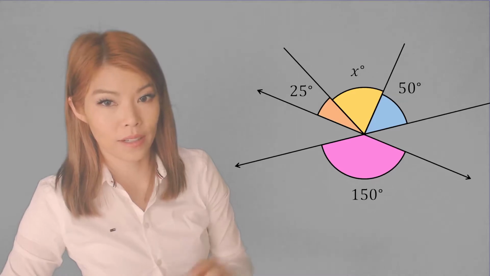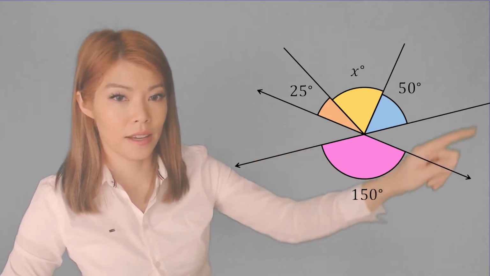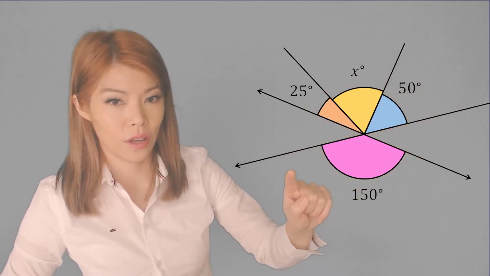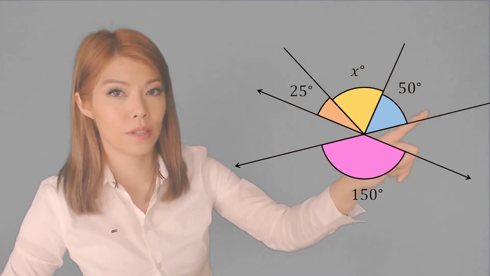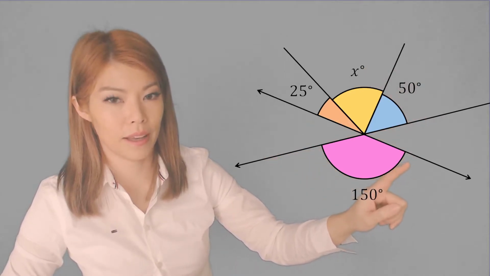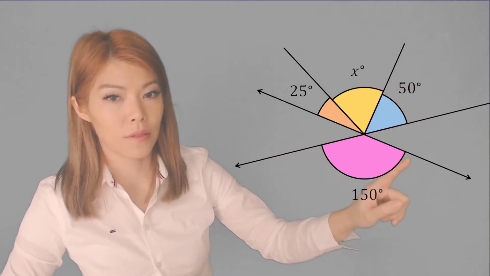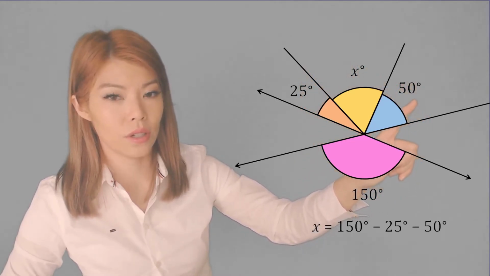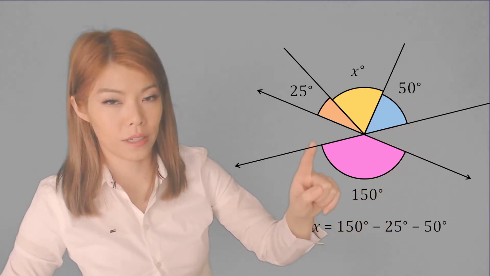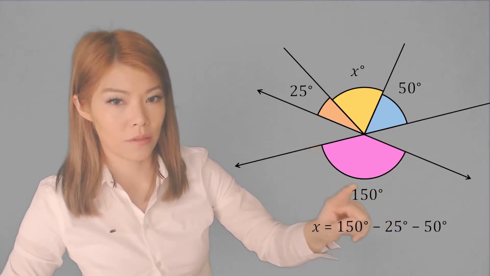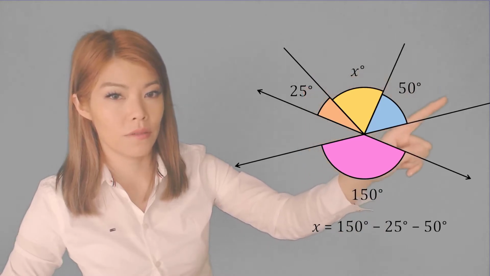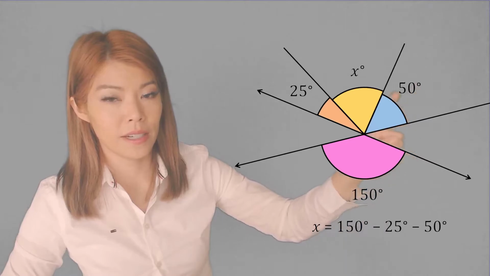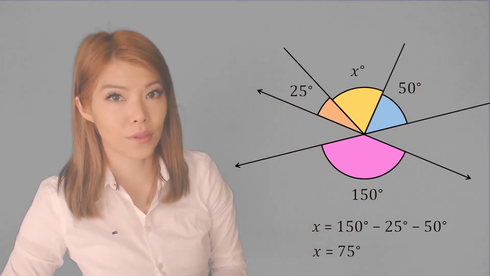What about this one? Okay, we're looking at that line over there and that line over there. So these three angles are equal to that bottom angle. These three angles are vertically opposite to the pink angle. So the pink angle is 150 degrees, so we know that 25 plus x plus 50 is also going to add up to 150. So in other words, we can do 150, take away 25 and 50 to give us x. So 150 take away 50 is 100, take away 25 is 75 degrees.